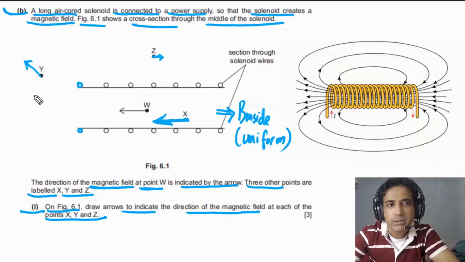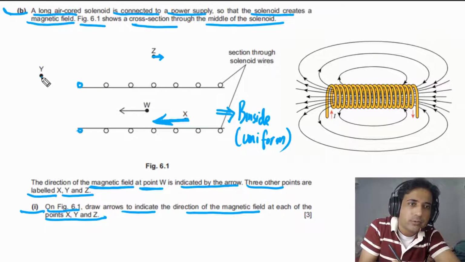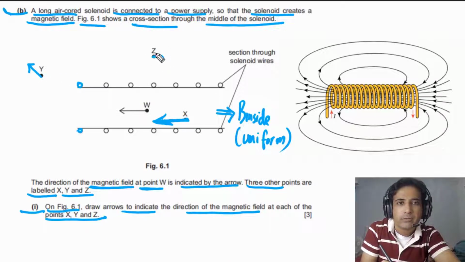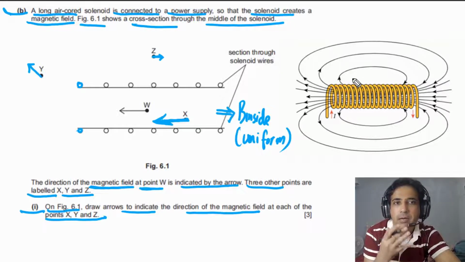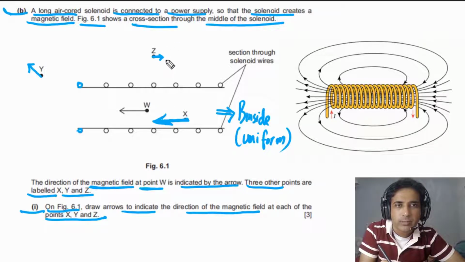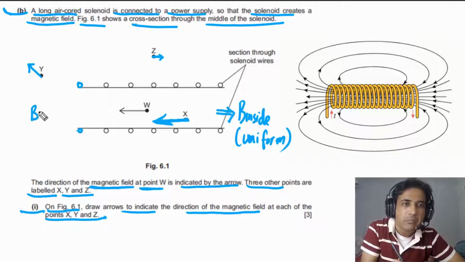But we also need to consider the length of the arrow. So this arrow has to be a bit smaller than the arrow at the center of the solenoid. So this one has to be a bit shorter, but it has to be longer than this one, because the magnetic field here is the weakest, because lines are further away from each other. So this is all you need to understand about the magnetic field inside a solenoid and around a solenoid. If you have drawn these arrows in the right way, you will get 3 marks. And this question has 3 B marks.